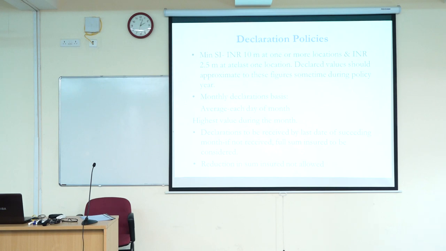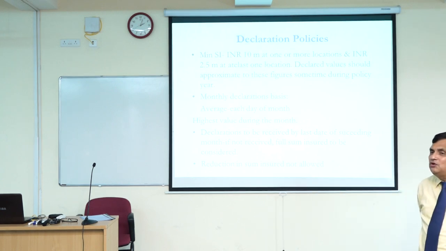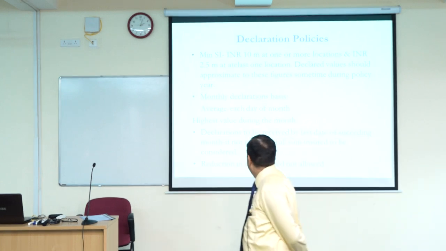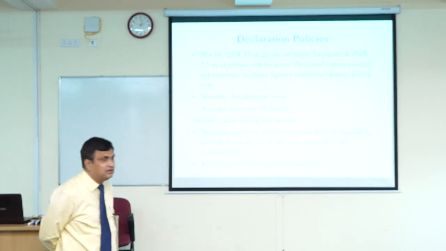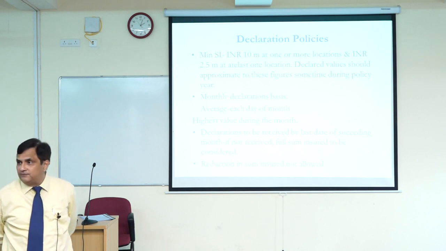So the minimum sum insured is 10 million rupees at one location. If you want to give a declaration policy, that means you don't want to give it for small policies, you need to have a minimum sum insured of 10 million at one or more locations and INR 2.5 million at least at one location. Declared value should approximate to those figures during the policy year.